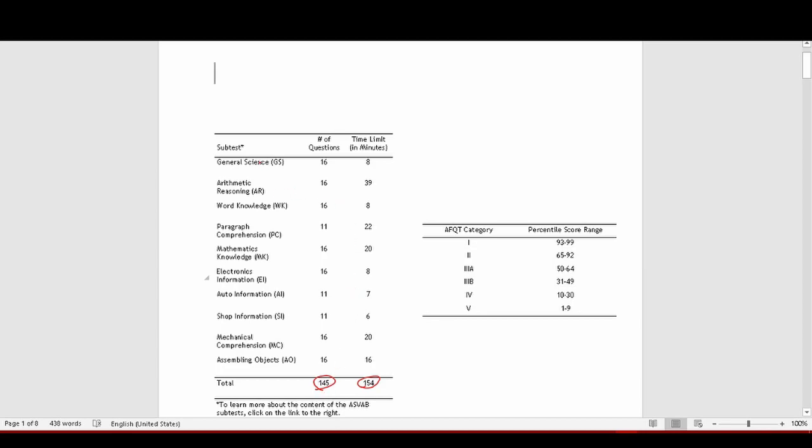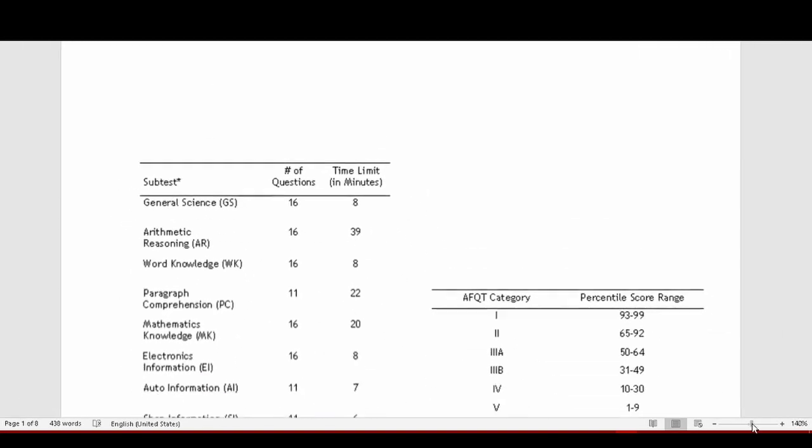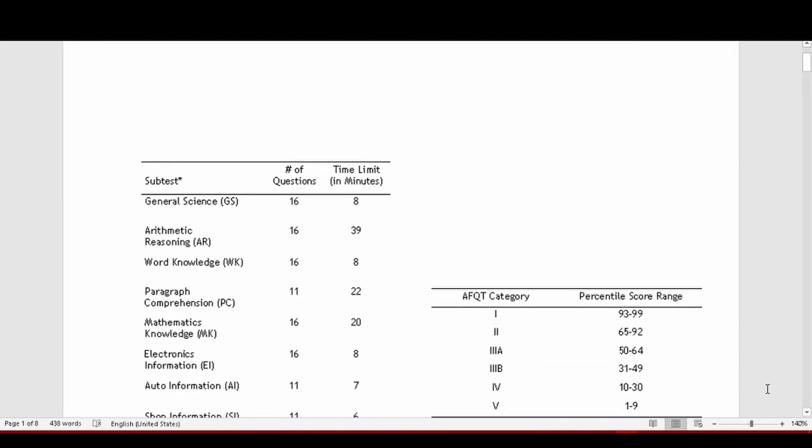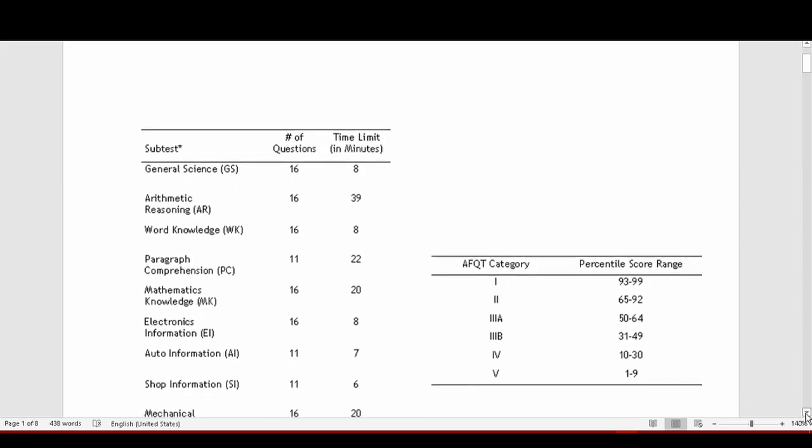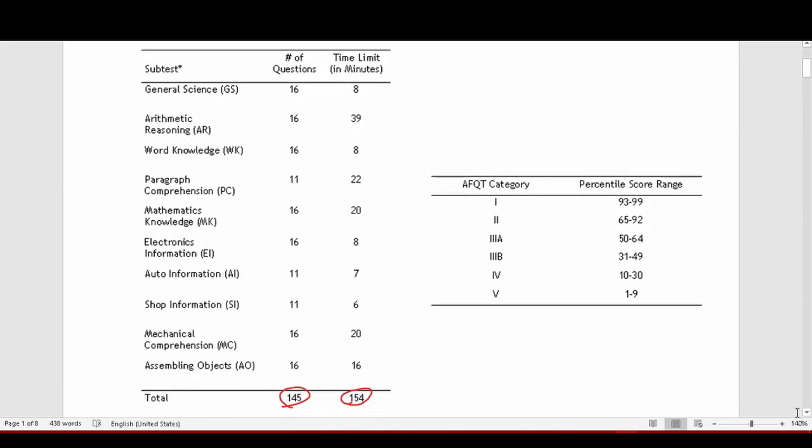In addition to receiving a score for each of the ASVAB's 10 subtests, you'll also receive what's called an AFQT score. AFQT, of course, stands for Armed Forces Qualification Test score, and that's the score that says you're either qualified to join the military or not qualified to join the military.